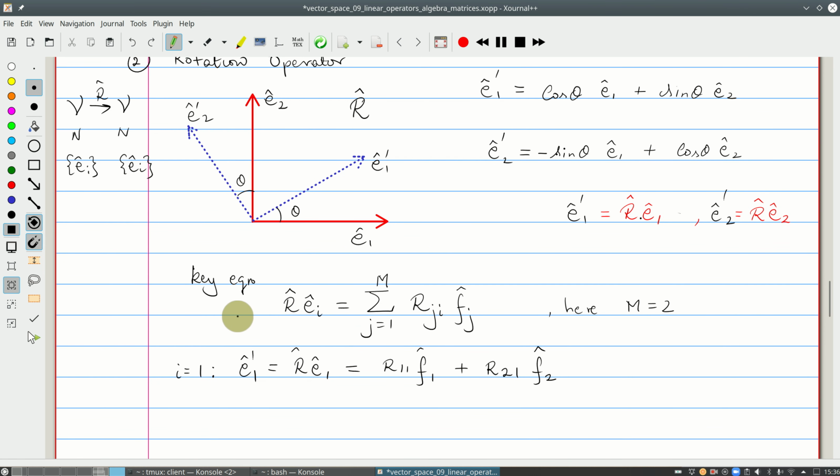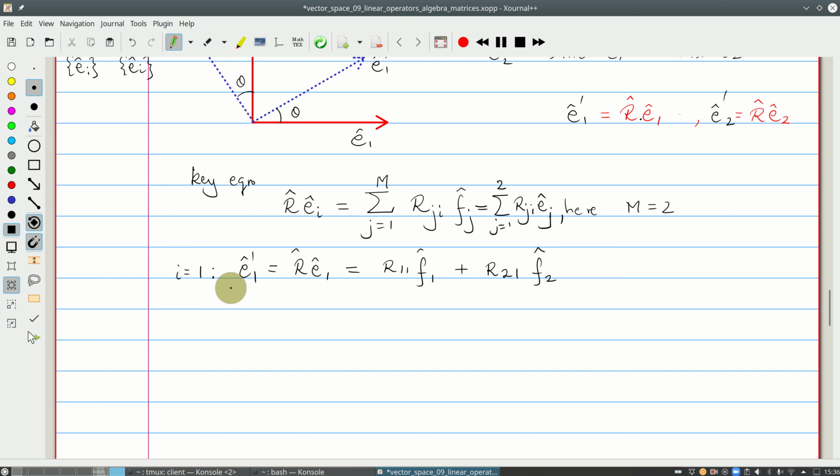Now let's have a look at our key equation. Our key equation says that R hat operates on a basis vector e hat i, and it gives us something which is a linear combination of the basis vectors of the new space. But this is the same space, so j goes from 1 to m, where m is 2, of R ji f j, and these f j's are in fact the same as the e hat i's. I'm sorry it's a bit cramped over here, but I hope you can see it.